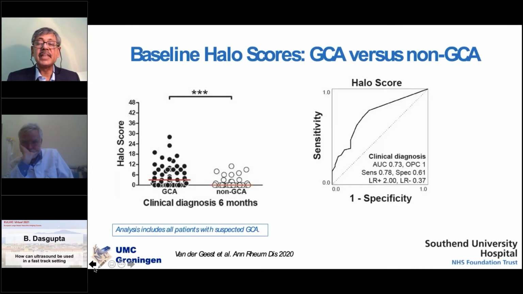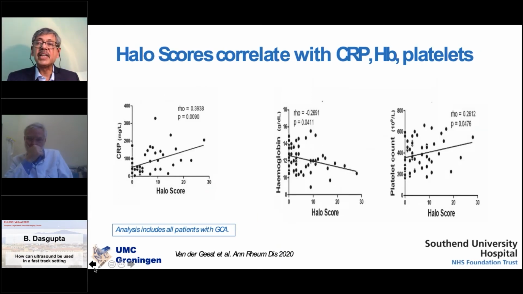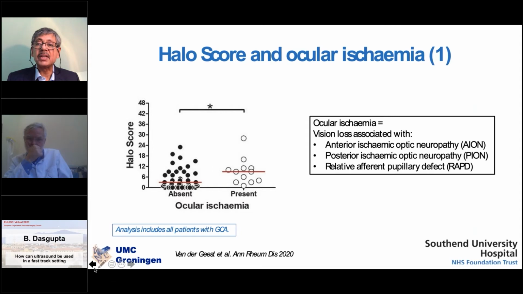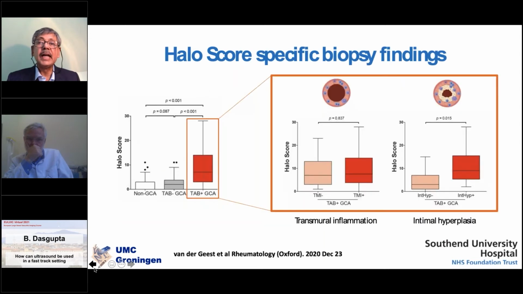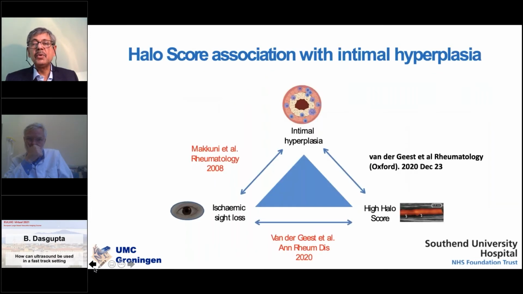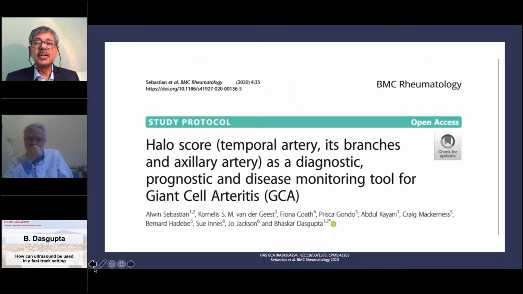What we have then done is shown that it correlates with inflammatory markers and ocular ischemia. Patients with ocular ischemia have high halo scores, and we looked at the biopsy findings. And this is a TABL study, and in fact, patients with high halo score have intimal hyperplasia. So we have shown that imaging and pathology go together.